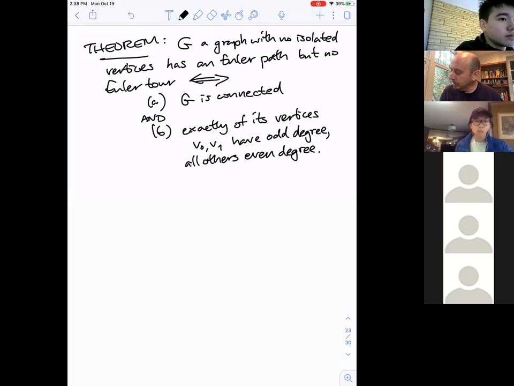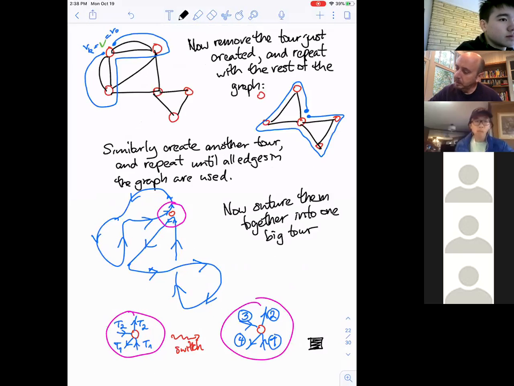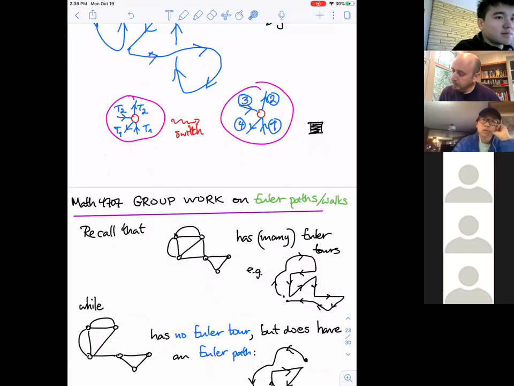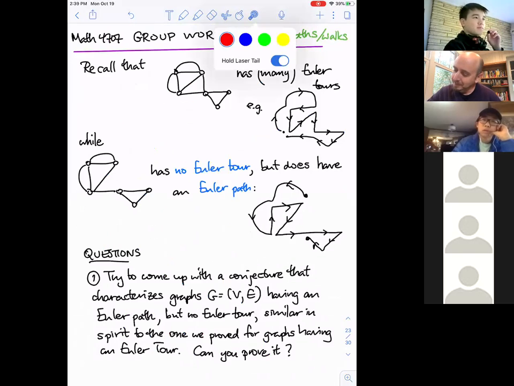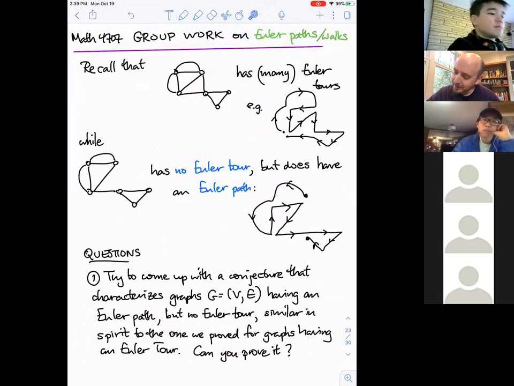And let's just go back to our example. This graph here, when we looked at it, no, not that graph. That's not one that has it. Yes, this one. This one has an Euler path, but no Euler tour.